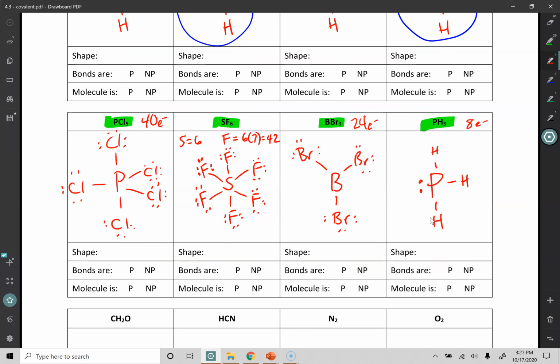And finally, an exception in the other direction, boron only will form 3 bonds. It will not complete its octet. So boron tribromide, its 24 valence electrons should look like this. Boron at the center, all 3 bromine atoms bonded to it. All right, back to the notes.